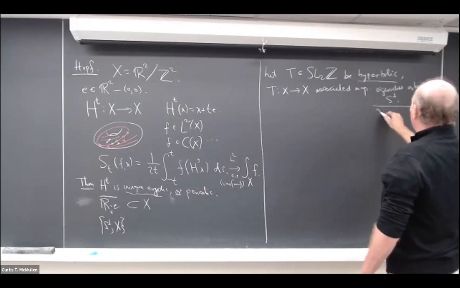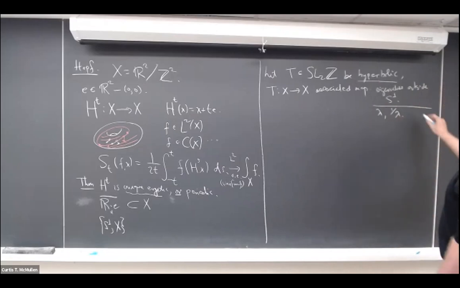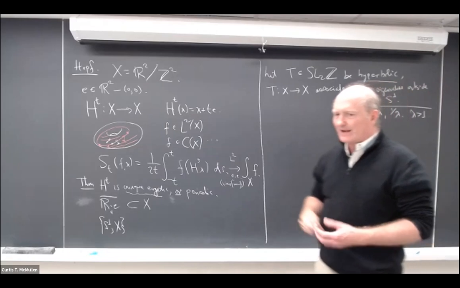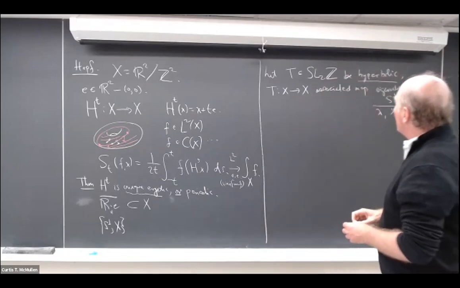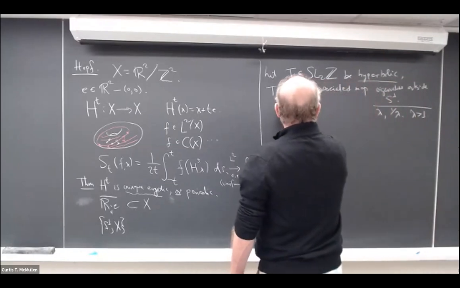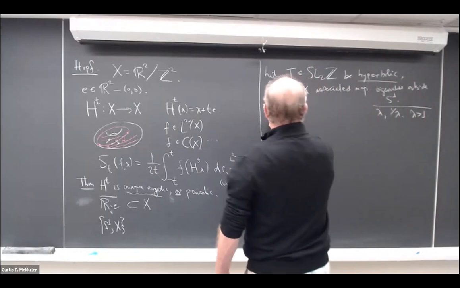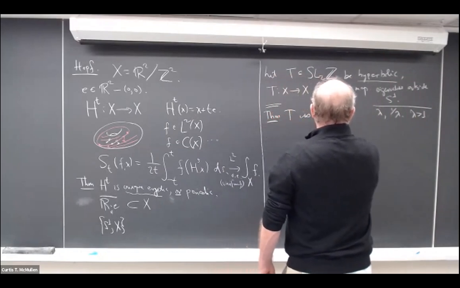And so they're of the form lambda and 1 over lambda. Just for convenience, I'm going to assume that lambda is greater than 1. It could also be less than -1. Okay, and so we then have to analyze this transformation. Well, we're going to prove the following theorem, which we already know, that T is mixing.